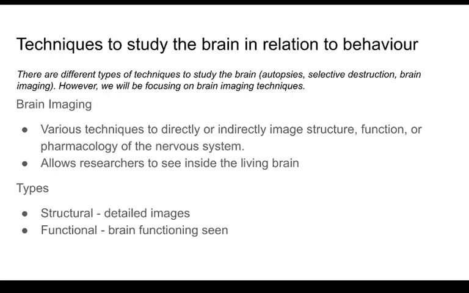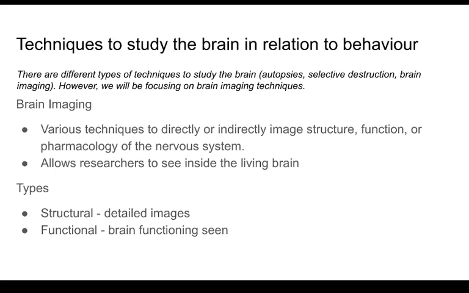There are different types of techniques that you use to study the brain, but usually in psychology nowadays we focus on brain imaging techniques, where you use technology to measure or image your brain structure, function, or the pharmacology of your nervous system. This allows researchers to see inside the living brain and know what's going on when someone is conducting an observable behavior.